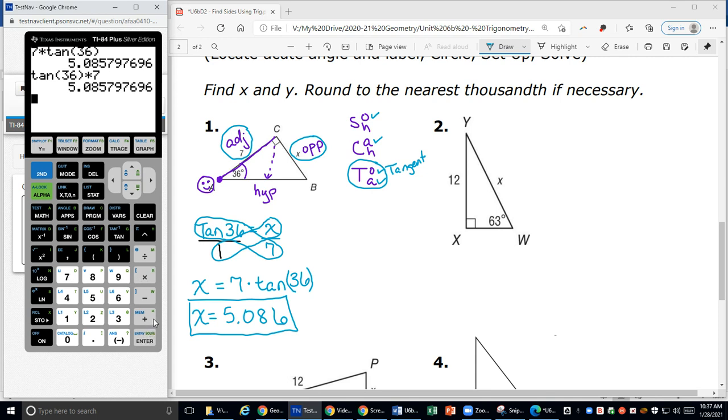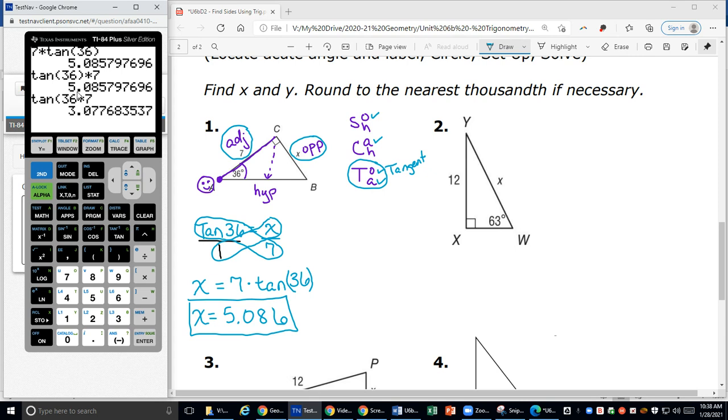But the reason I like to write the number before I write the trig function is because sometimes we forget to put our seatbelt on, and we do tangent of 36 times 7. Notice I didn't put my seatbelt on this time. And watch what happens. I got the wrong answer. I got in an accident, right? I should have had my seatbelt on.